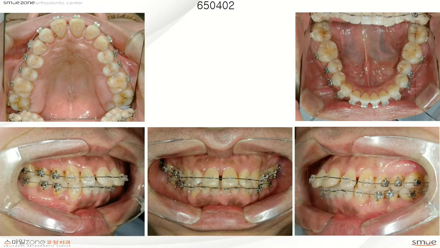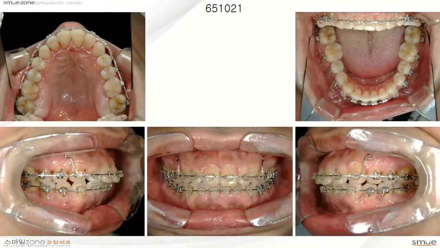Okay, brackets were placed then, and normally we start leveling and alignment with the 16-9 high.